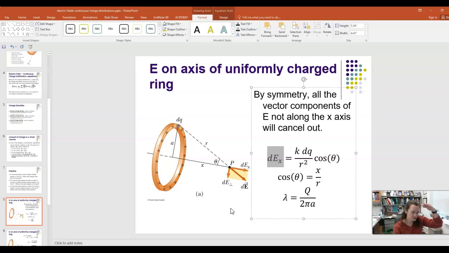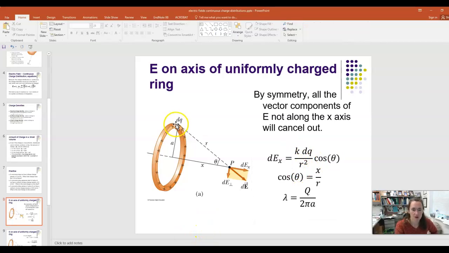So remember, our steps for point charges were step number 1, draw yourself a picture, and indicate the electric field vectors. Step number 2, find the magnitudes. So here we're finding the magnitude of our dE_x. Our dE is k dq over r squared, and then I also have to find just the x component of that, so I'm going to multiply that times cosine of theta. So that's the logic here. Okay, so k dq over r squared cosine theta.